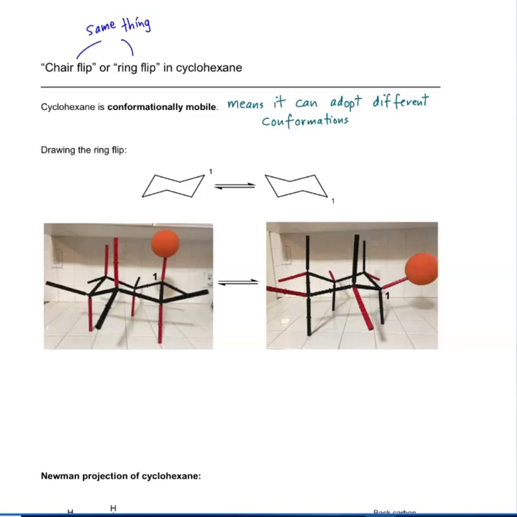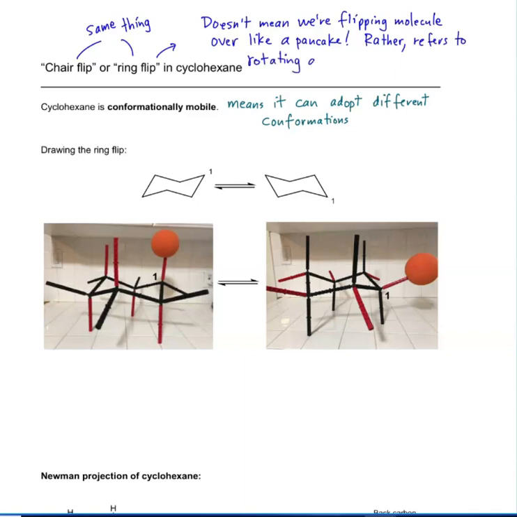What this doesn't mean is that we're flipping the molecule over. So the term flip doesn't mean that we're just flipping the molecule over like a pancake. Rather, it's the term to describe the fact that we're rotating around the bonds in the cyclohexane to access the other chair. So we're rotating around the ring bonds to access the other chair conformation. Remember on the previous page, I told you that there were 2 for every cyclohexane. So that's what we're up to here.